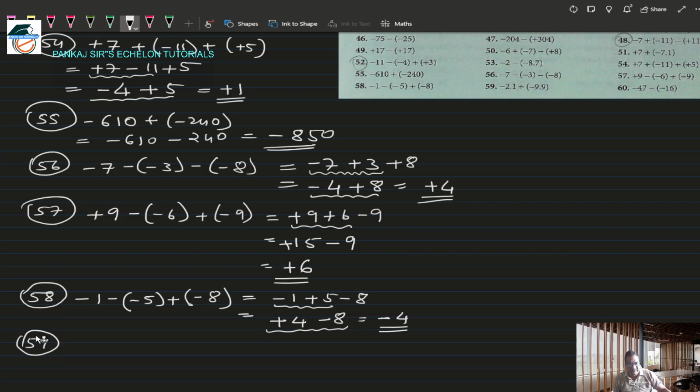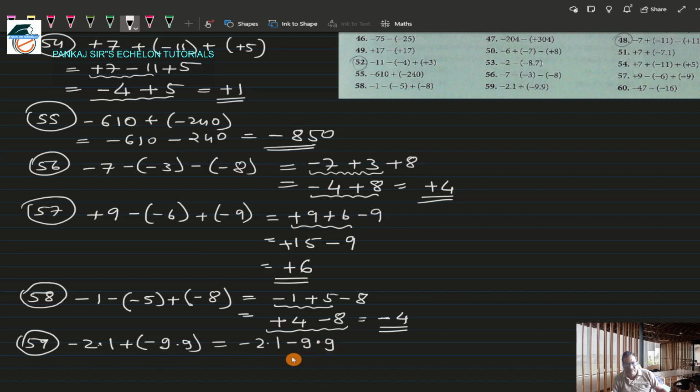Okay. And 60, we are left with only two questions in this exercise. So 59 is minus 2.1 plus minus 9.9. So first I'm going to remove the bracket. So it will be minus 2.1 and minus 9.9.